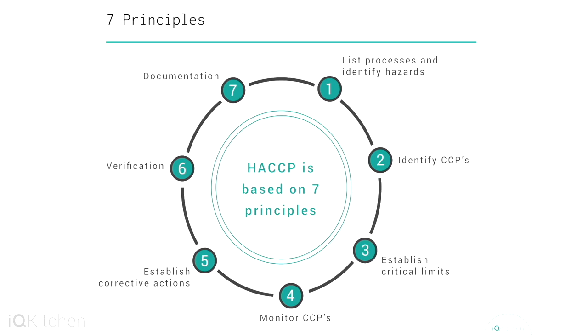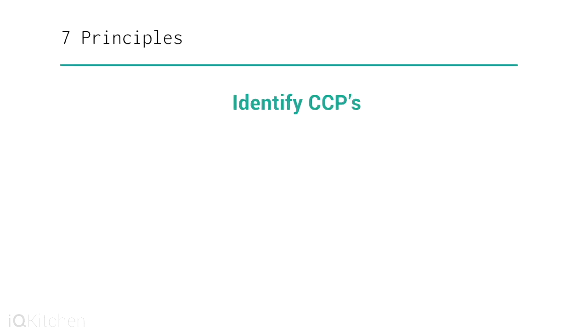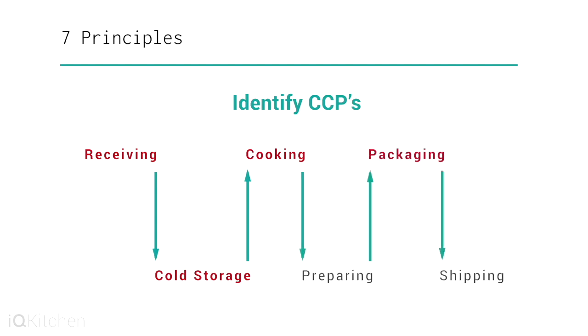Principle 1. Conduct a hazard analysis. The application of this principle involves listing the steps in the process and identifying where significant hazards are likely to occur. Principle 2. Identify the critical control points. A critical control point, CCP, is a point, step, or procedure at which control can be applied and a food safety hazard can be prevented, eliminated, or reduced to acceptable levels.